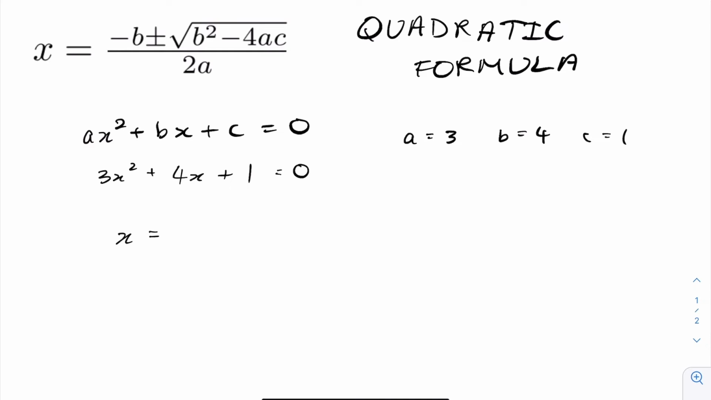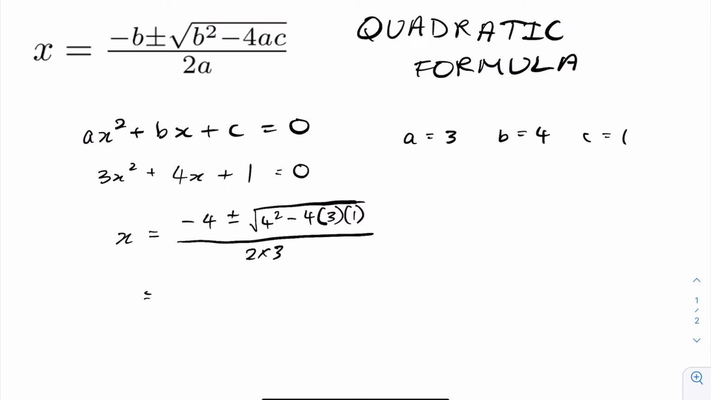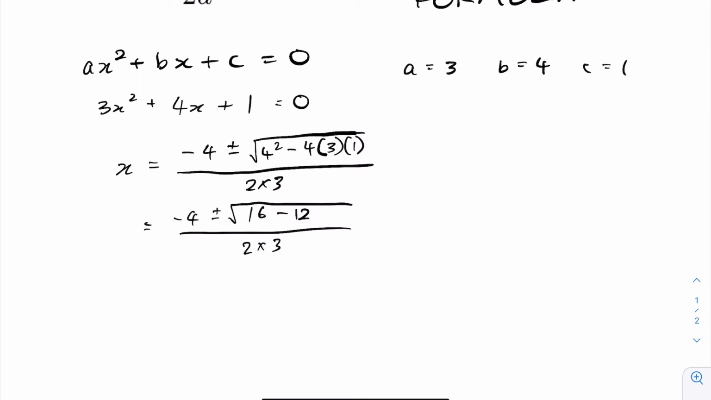So x equals negative b, so it's negative 4, plus or minus the root of b squared, so it's 4 squared, minus 4 times a, which is 3, times c, which is 1. And that's divided by 2 times 3. Let's simplify that further. That's negative 4 plus or minus the root of 16 minus 12, over 2 times 3. And we can go further to get negative 4 plus or minus root 4, because 16 minus 12 is 4, which is 2, over 6.